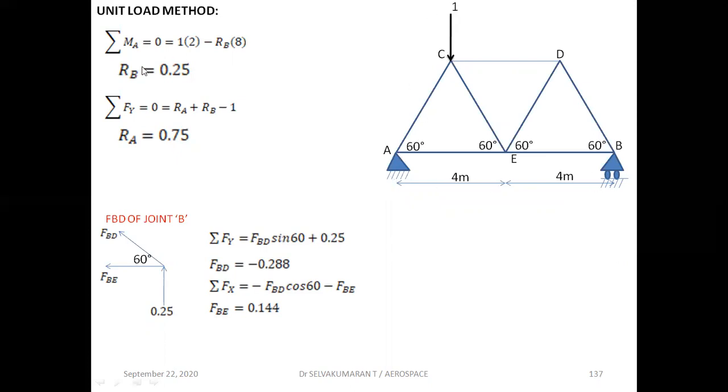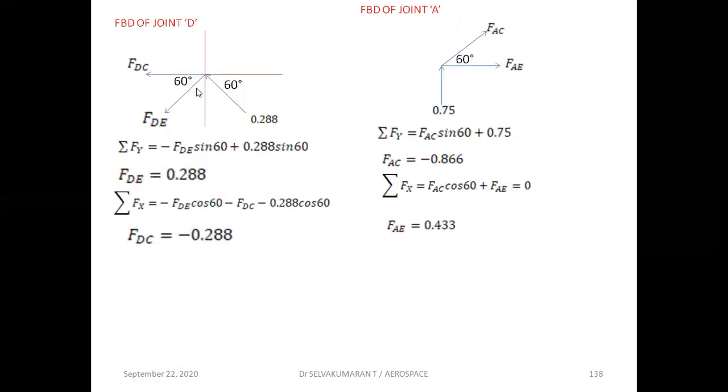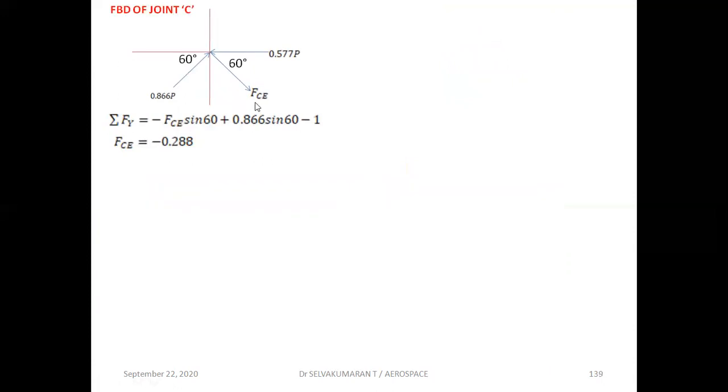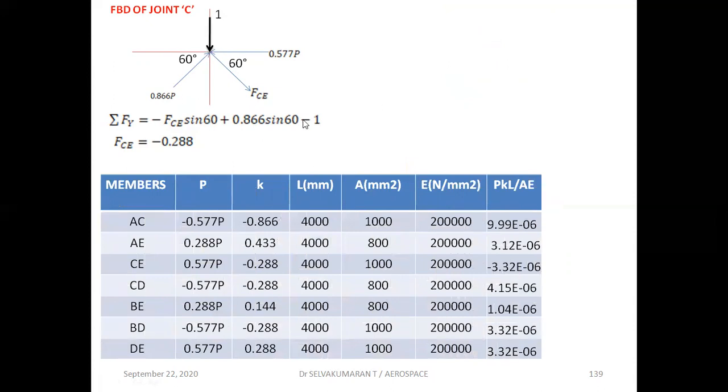Find the support reactions. We got the support reactions. Then taking joint B, we resolve the forces and get the forces in members BE and BD, compression and tension. Then we go to the next joints, D and A. At joint D, we apply the forces FDC and FDE, and at joint A, we obtain FAC and FAE. Then at joint C, apply the force of 1 Newton, which is already applied in the structure. Then find FCE. Enter all the values which we obtained when the unit load is applied.